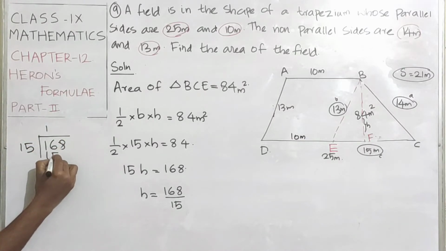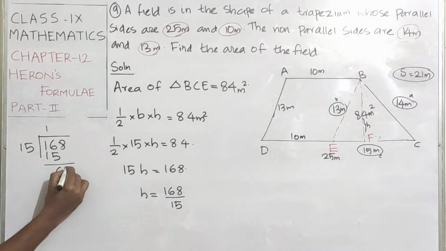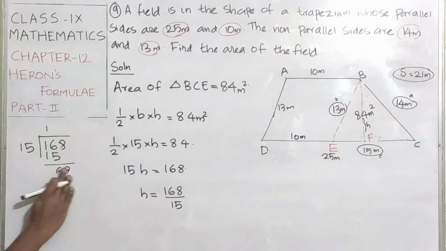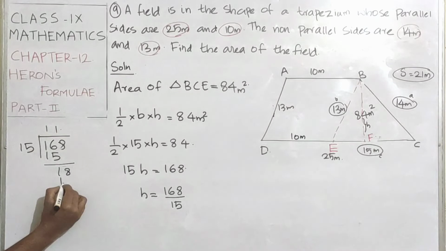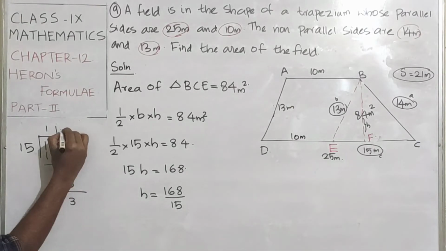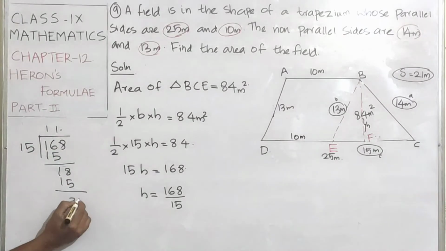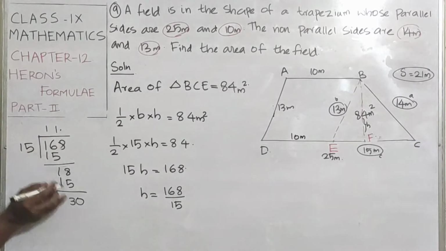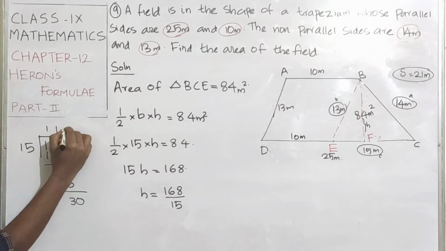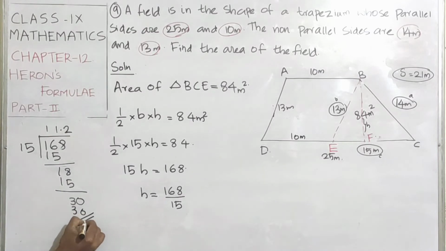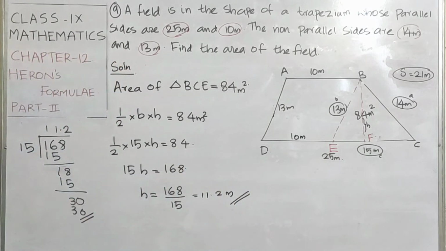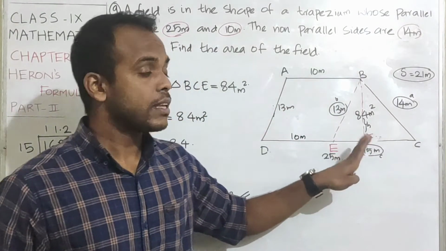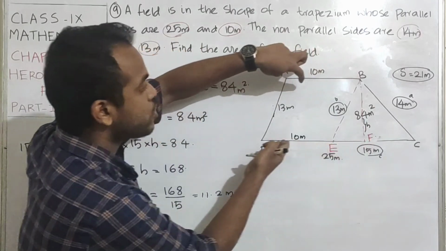1 time 15. Then remainder 68. Sorry, remainder will be 18. Then how many times? One more time 15. Then remainder is 3. So we will put a decimal here. We'll put a 0 while writing the decimal. How many times 15 in 30? So we will get the answer as 11.2 meter. So this is the height of the triangle.